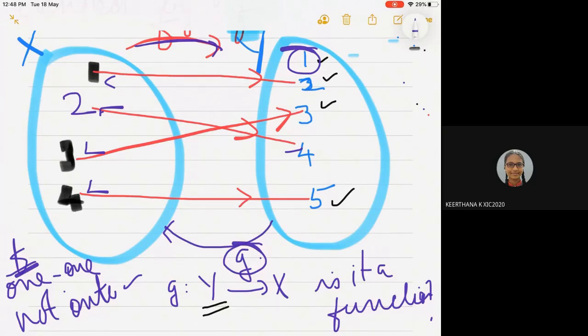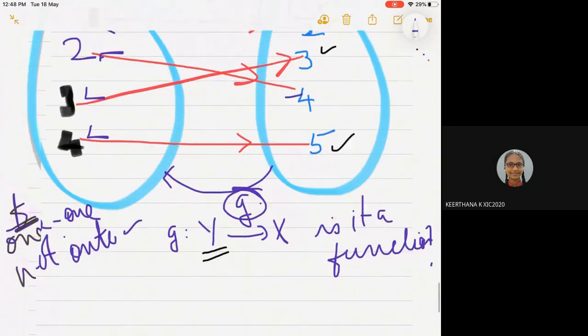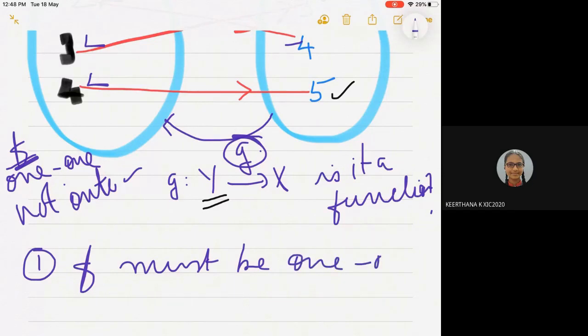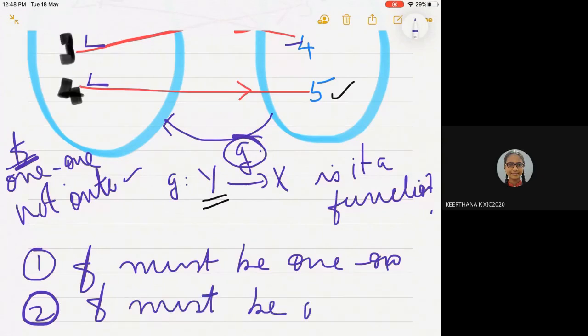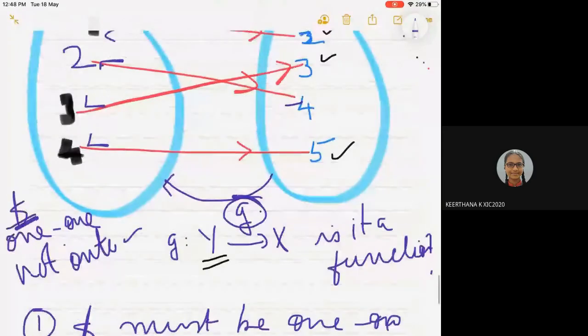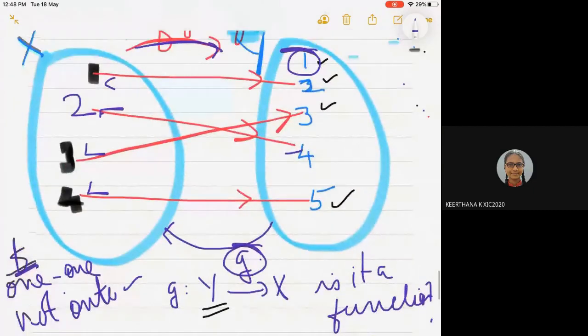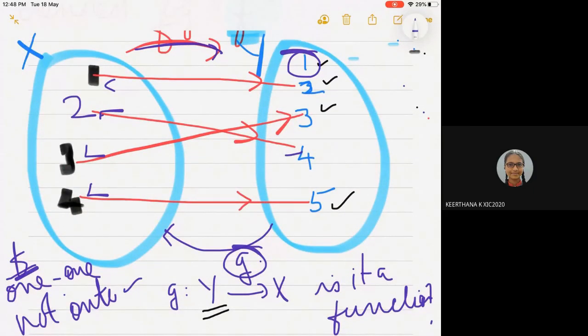So in order to invert a function, there are two conditions required for f. f must be 1-1, and the second condition is that f must be onto. So when f is 1-1 and onto, you can invert the function. And suppose you are making this function onto also with this example.